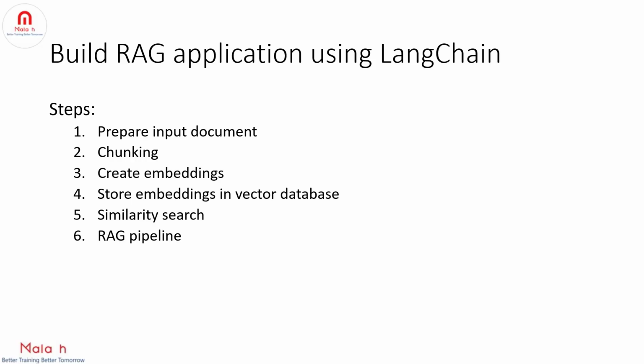So let's see how to build a RAG application using LangChain. We learned in the previous lecture that we have a total of 6 steps. The first one is preparing the input document. This is the data which is specific to your domain, that is, your organization's proprietary data. That is step number 1.